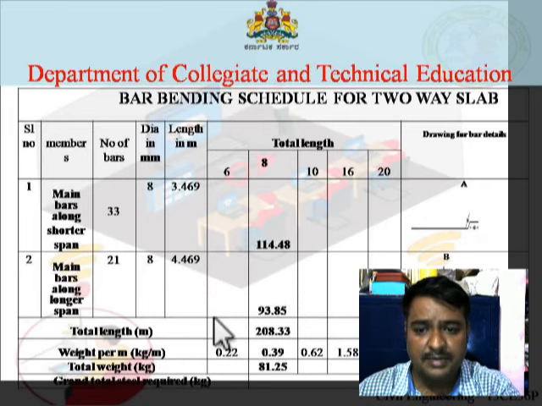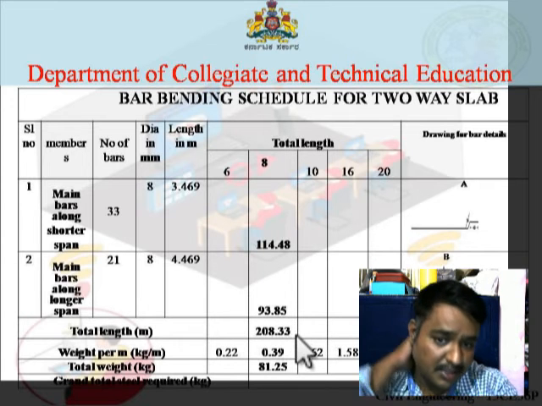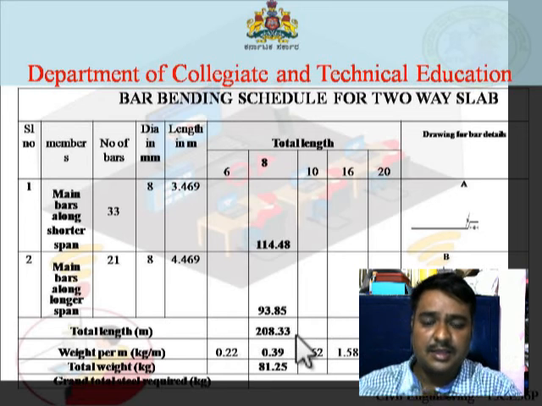Then total length in meter, you add these two. First main bars along shorter span 114.48 and main bars along longer span 93.85. You add these two, it will give total length of the bar in meter along the shorter span and along the longer span.